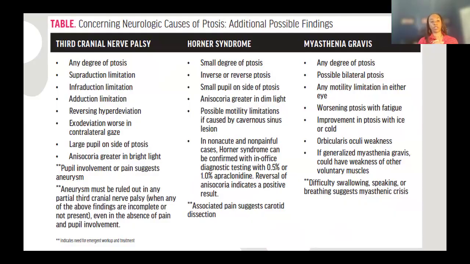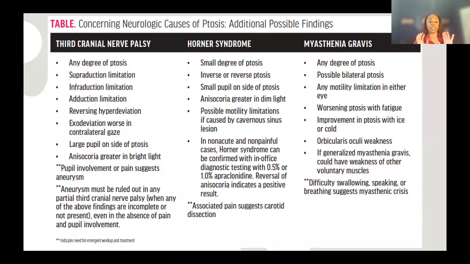So the third nerve cranial palsy, any degree of ptosis. Remember what we learned in school, this patient will typically present with an eye that's down and out. The eye cannot supraduct, it cannot infraduct, and it cannot adduct at all. So if the pupil is dilated, this is likely a compressive third nerve palsy. So we have to be thinking about something very serious. So if the pupil is involved, or if there's pain, or both, so pupil involvement and/or pain, we have to assume that this is an aneurysm, and we need to send the patient out in order to figure out if this is truly the case. So we want to send them out to the ER typically for an MRA or CTA.